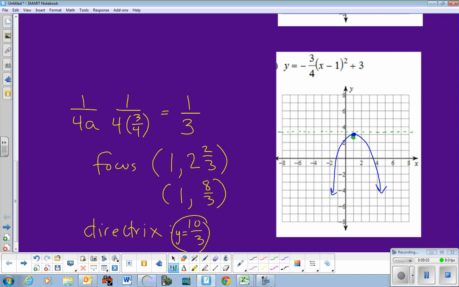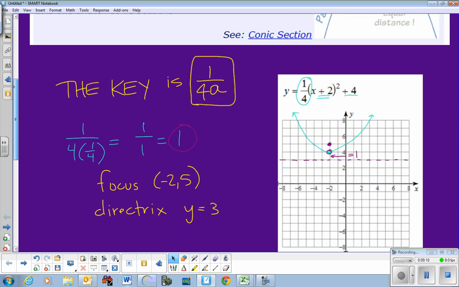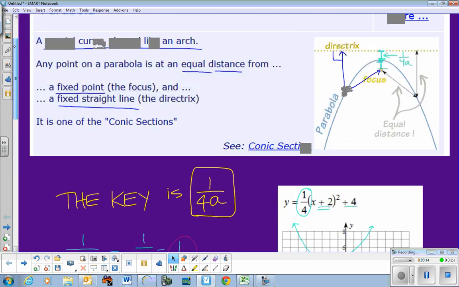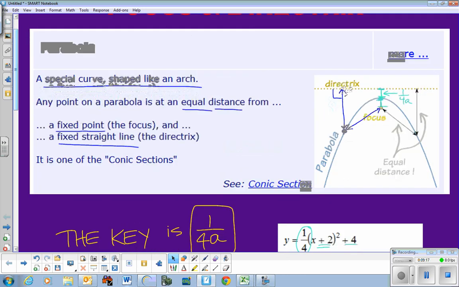And that's it. All right, quick one here. We've got how to find focus and directrix. 1 over 4a is the key. Make sure you know what these things are, how to find them, and now you know all the good stuff about what makes a curvy-shaped graph truly a parabola.